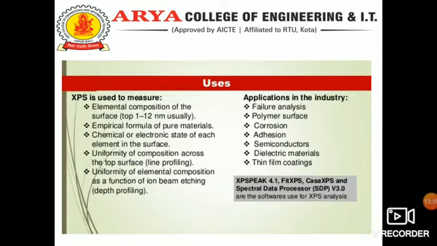And the usage of XPS is used to measure elemental composition of the surface, empirical formula of pure materials, chemical or electronic states of each element in the surface, uniformity of composition across the top surface, uniformity of elemental composition as a function of ion beam etching.